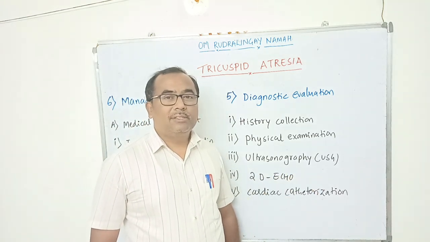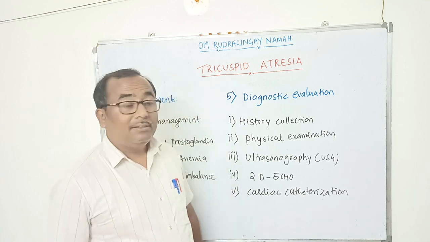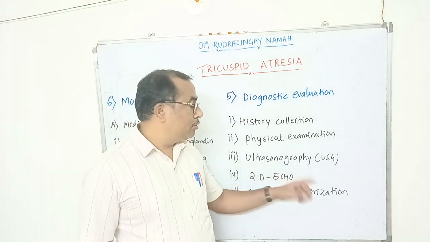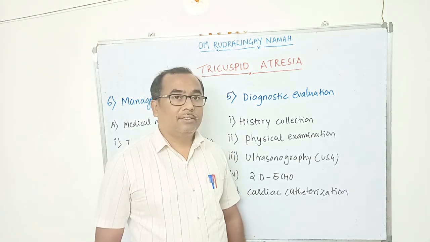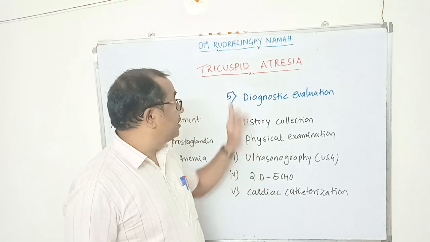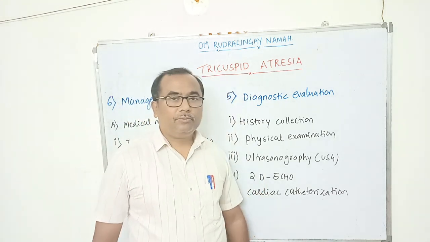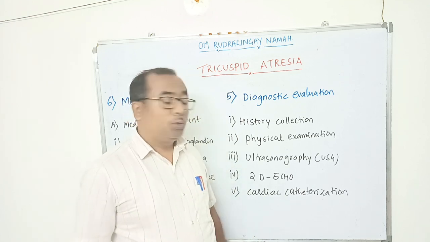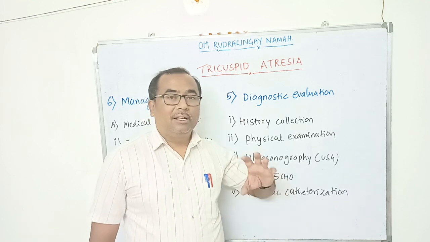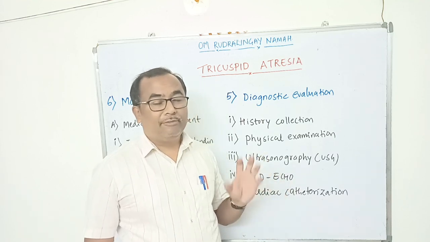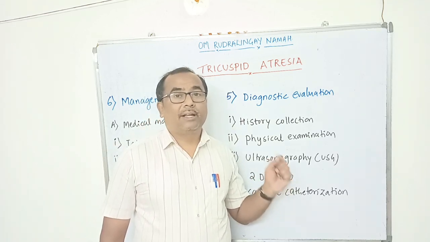Next one is ultrasonography. During the pregnancy, when the mother undergoes an anomaly scan, by this ultrasonography we can make out tricuspid atresia during the pregnancy itself. Next one is 2D echo. When the child undergoes 2D echo, it reveals underdevelopment of the right ventricle and proper development of the left ventricle, and it also reveals the congenital absence of the tricuspid valve.